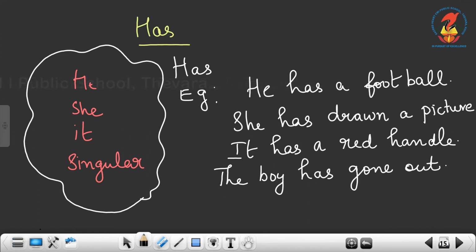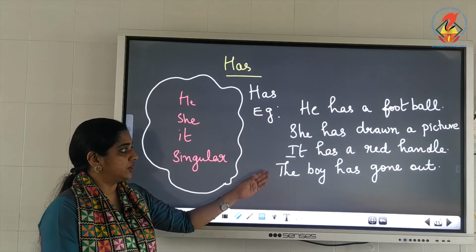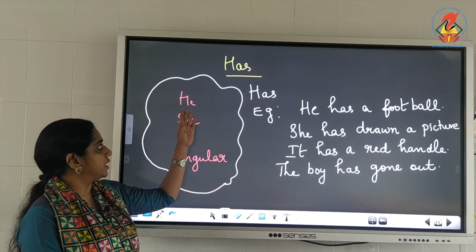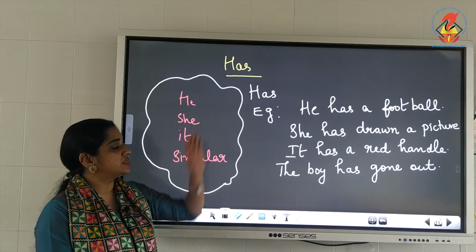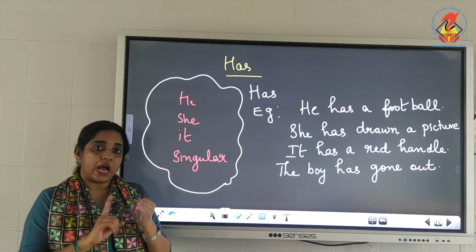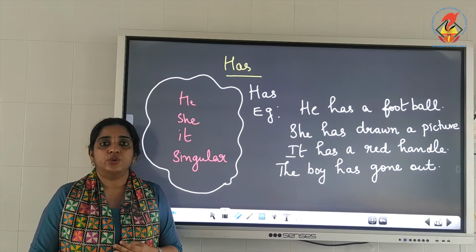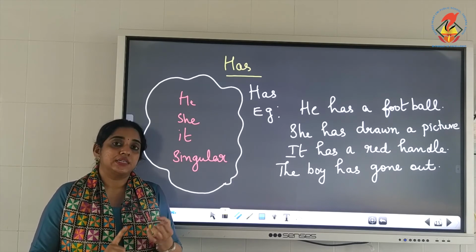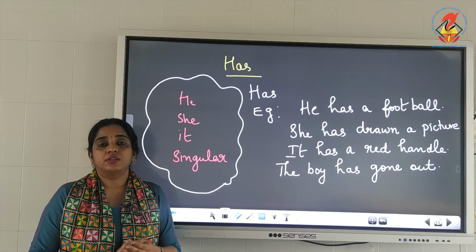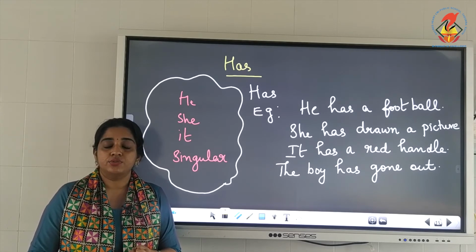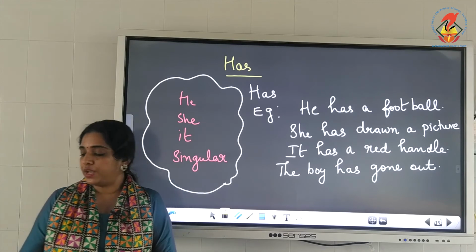You can use has. Example, he has a football. She has drawn a picture. It has a red handle. The boy has gone out. So, you see the example of each pronoun which I have written here: he, she, it and singular will use has. So, what have we studied? I, we, you, they and all plurals will use have, and he, she, it, all the singulars we can use has.